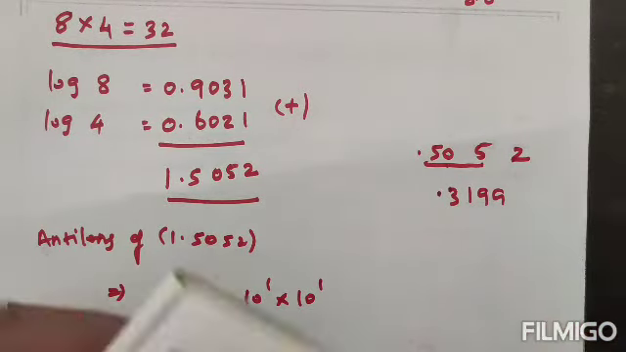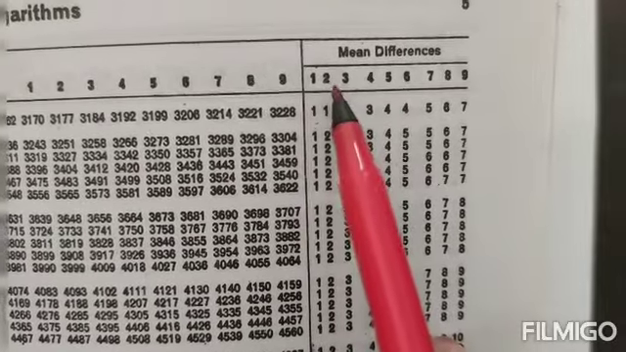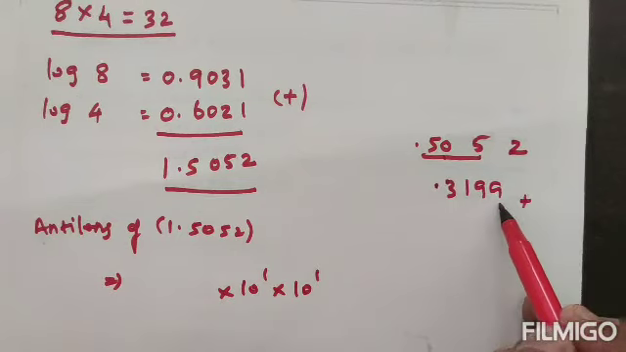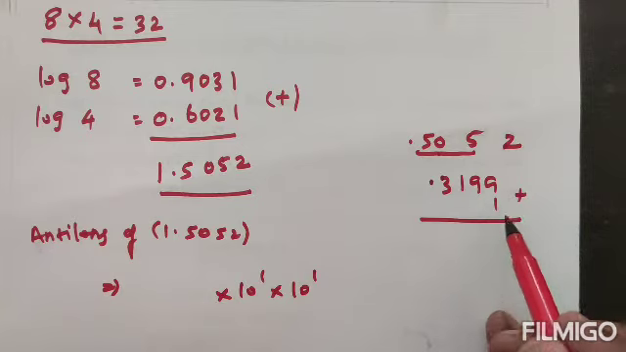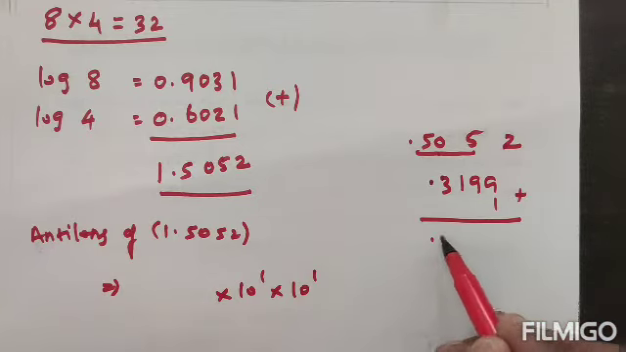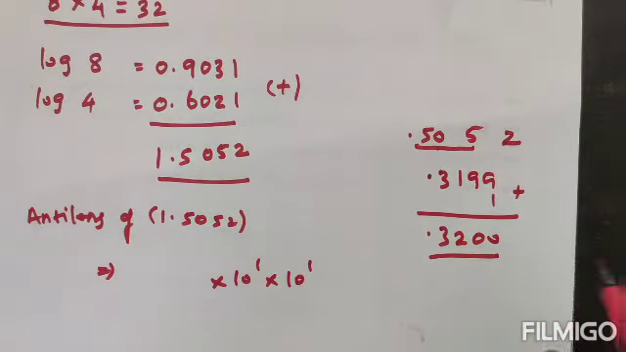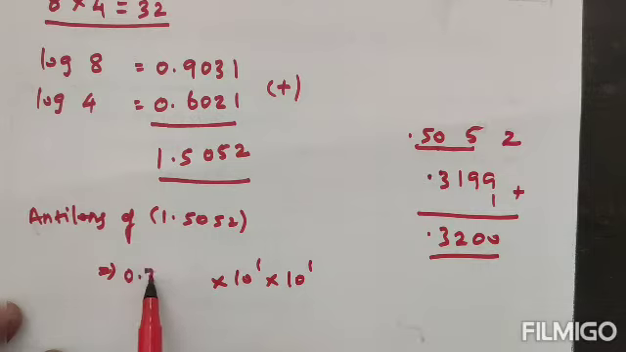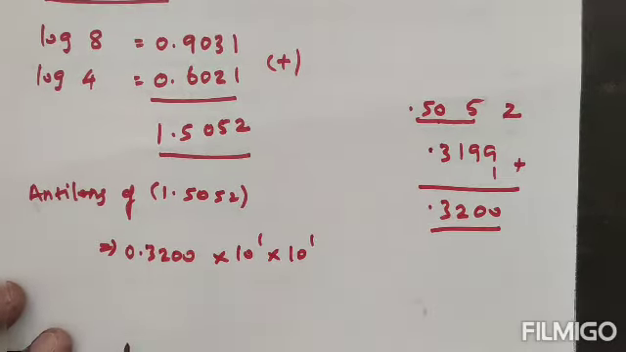Next the mean difference is 2. The mean difference value for 2 is 1. So we want to add this 1 here. So 3199 plus 1 is 3200. So this value I can write here, 0.3200.